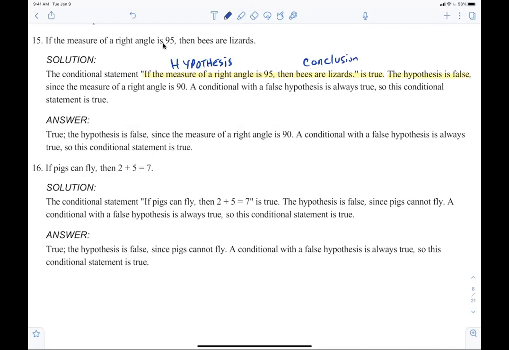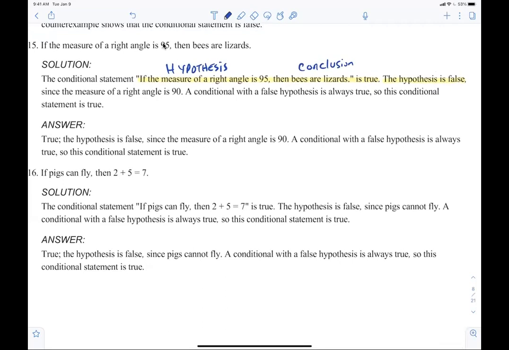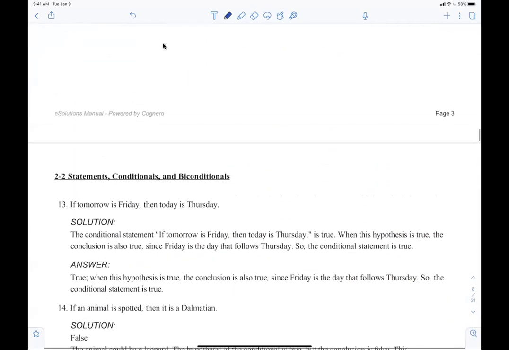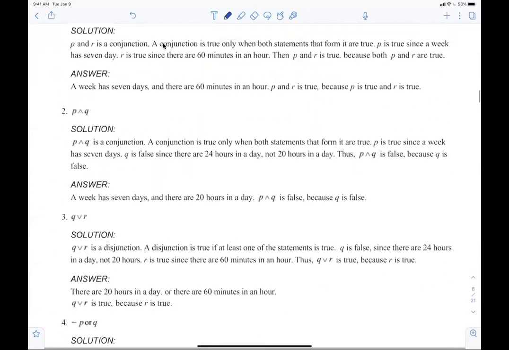Again, you might want to write this down. If the hypothesis is false, the conditional statement is true. So here we go. Let's go back. 15 false. Hold on a second. I'm not there yet.